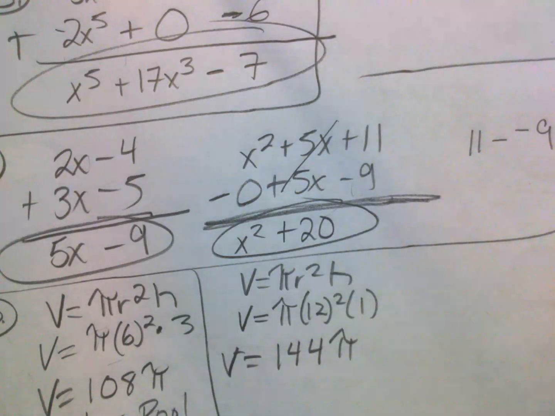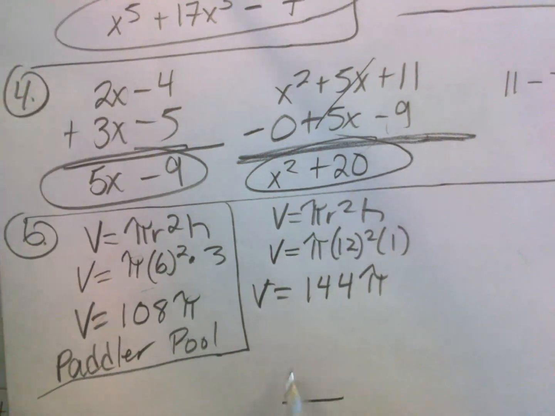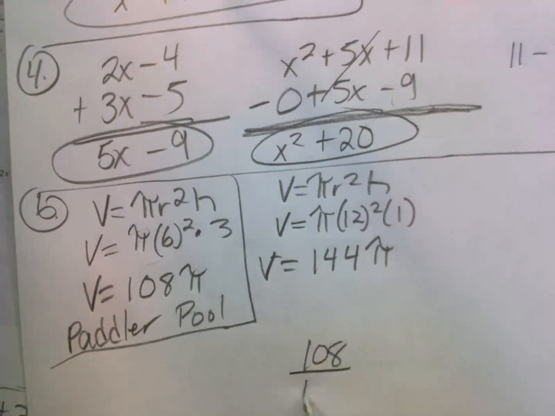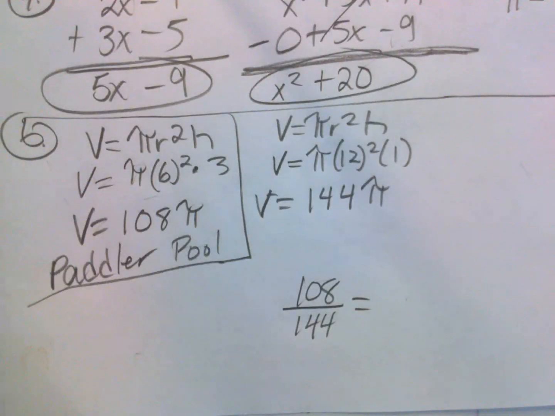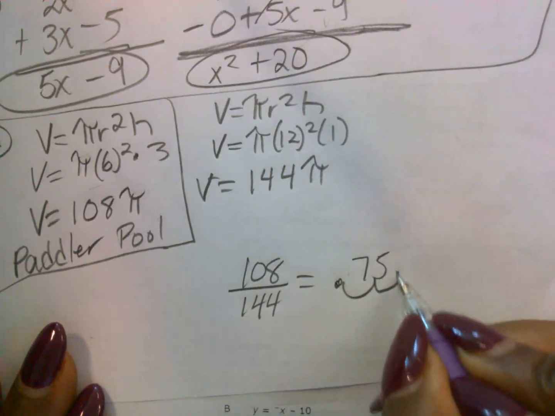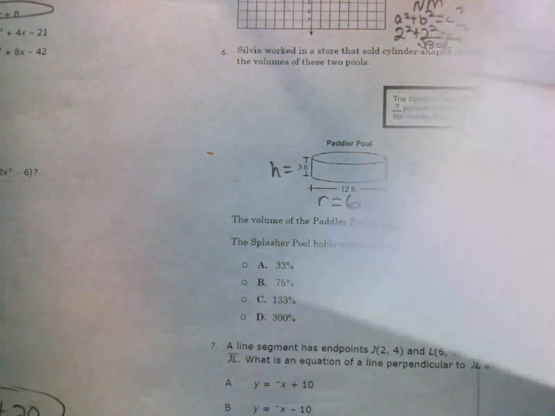Which one is bigger? The second one's bigger. So we want to know the percent, so we write it as a fraction. How would we write this as a fraction? What will be on top of what? 108 would be on top of 144. Very good. So now let's figure out what the decimal is and write the decimal as a percent. So we got 108 divided by 144. What decimal is that? 0.75. So this is going to be 75%. Okay? That's going to be 75%. So which answer choice is that? B. Okay, it is B.